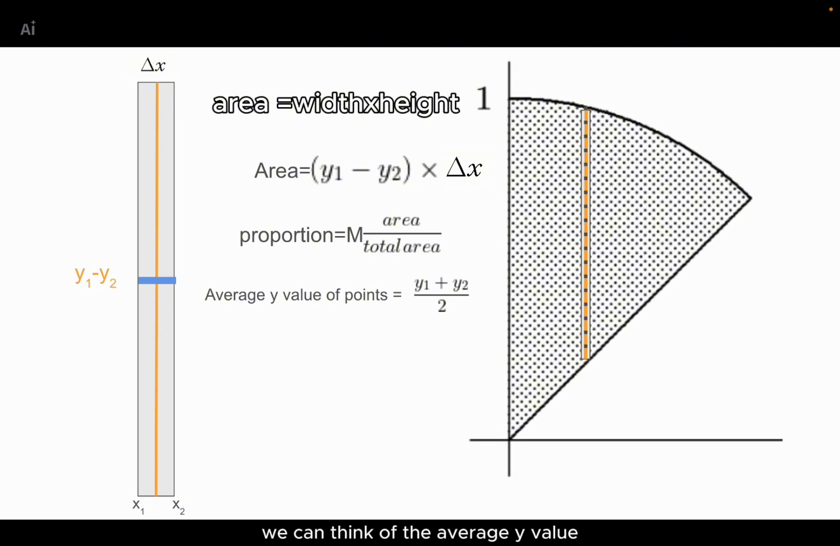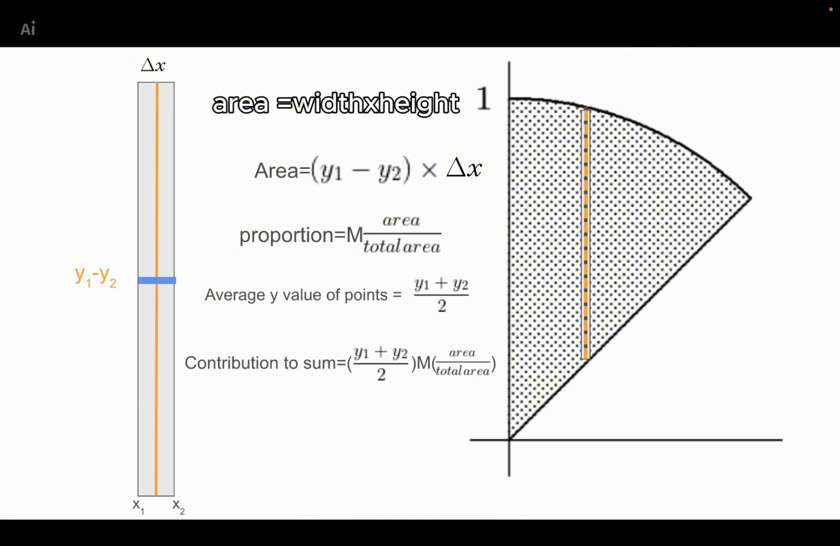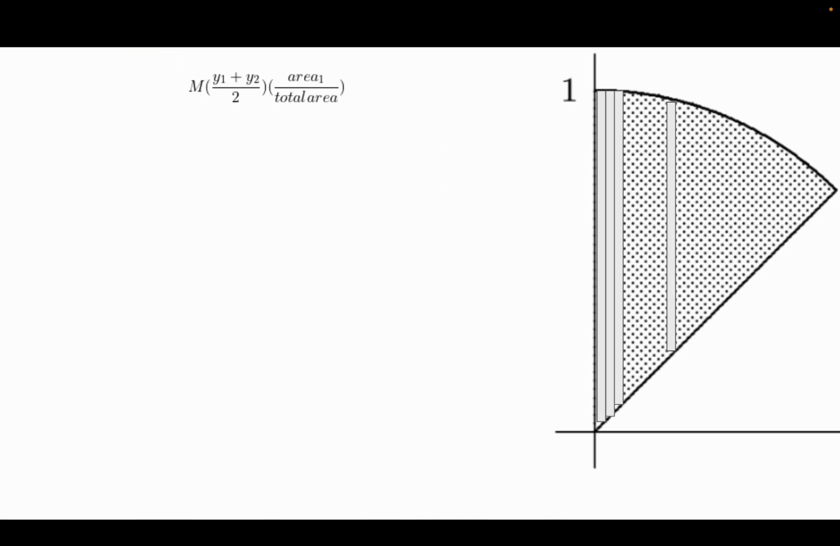We can think of the average y value of points on this rectangle to be the weight that the coordinates of all of these points hold in comparison to every single point that lies on the sector. So by multiplying the average y value of points with the proportion, we get the total contribution this rectangle has to the sum.